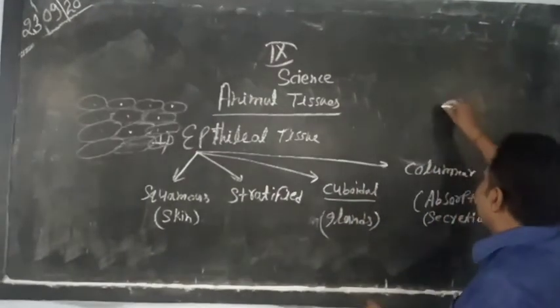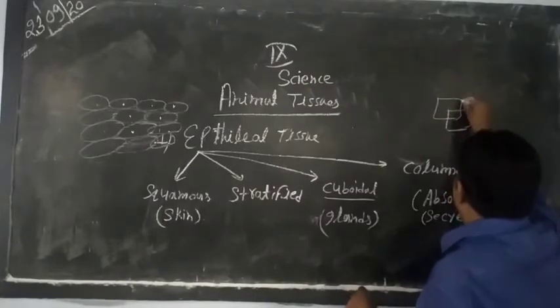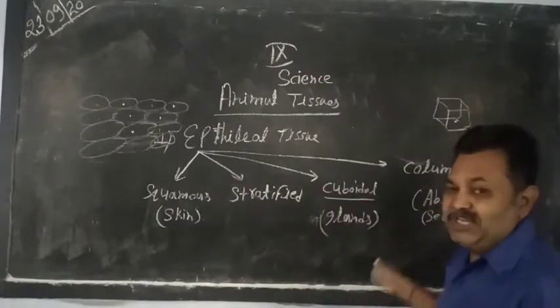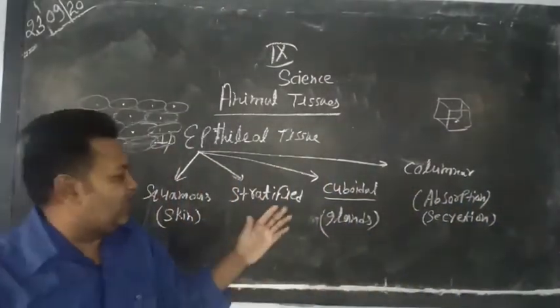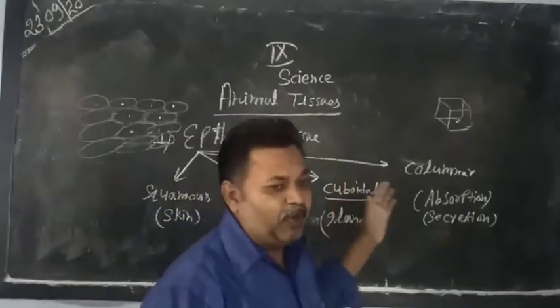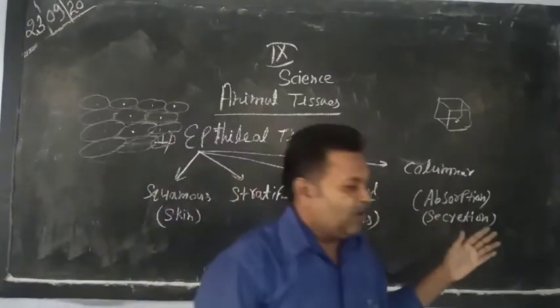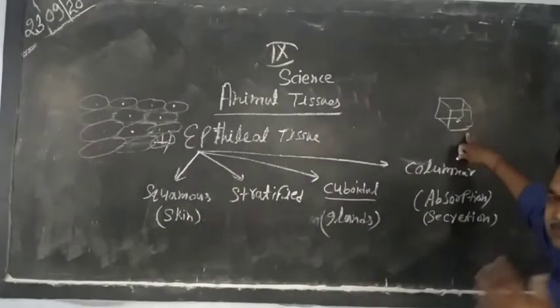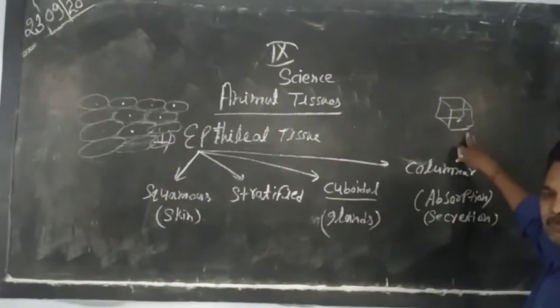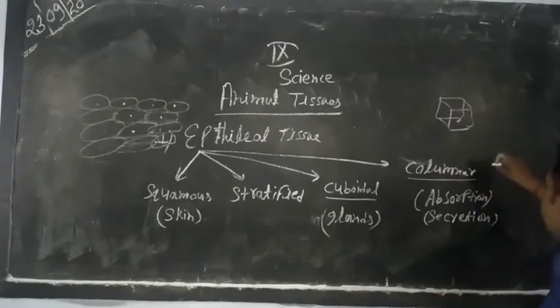Next one is cuboidal. This type of epithelial tissue is found in our glands and the cell structure is cuboidal in shape. So this cell has a cuboidal structure and it is found in the glands on the upper surface of the body or lining of the body, such as sebaceous glands or oil glands, which secrete moisture or oil in our body. Next one is columnar.